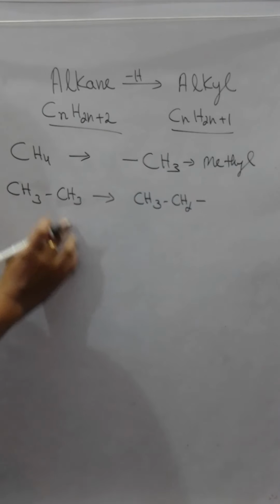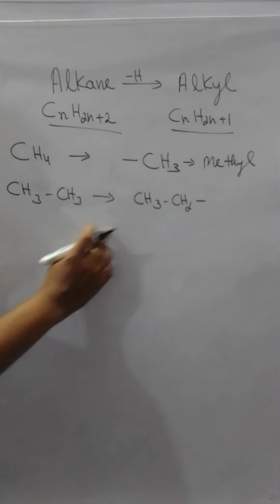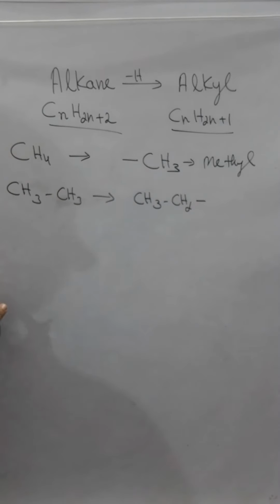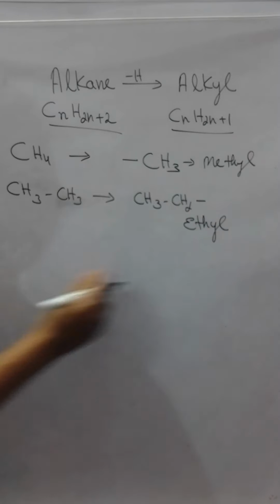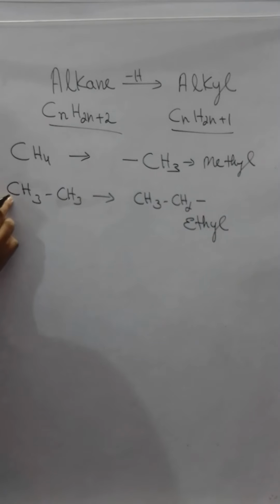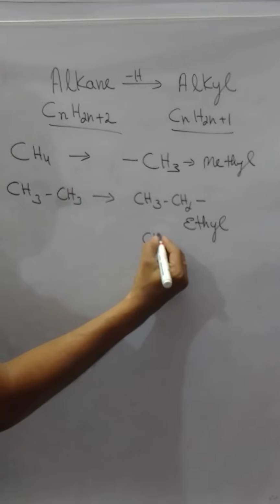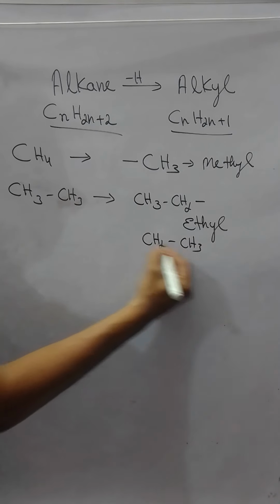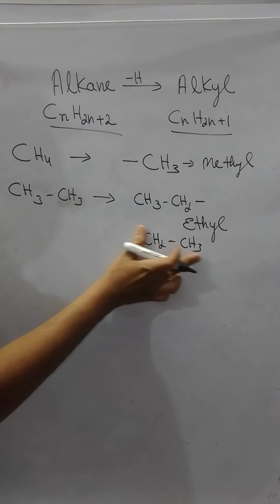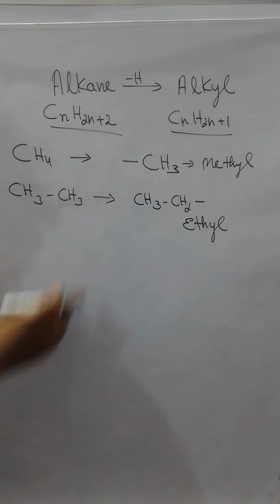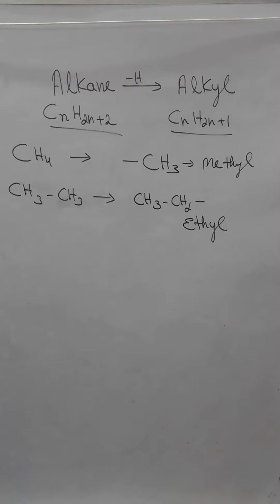From whichever atom I am removing the hydrogen, there I should show the vacant bond. Okay. Now this is ethane, and this will become my ethyl. If I remove hydrogen from here instead of here, CH2, CH3, this one. Now both are identical, so we call it ethyl. So from ethane, how many alkyls are possible? There is only one alkyl, which is ethyl.